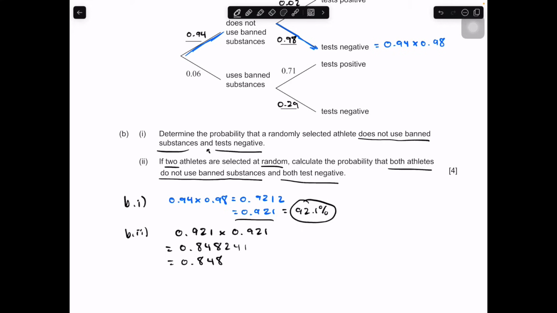All right. So just to summarize once again, the probability that someone doesn't use a banned substance and tests negative is 92.1%. If we were to look at 2 people and ask, how likely is that to happen to 2 people that were chosen? Well, the probability that the first person does not use banned substances and tests negative is 92.1%, and then the exact same thing the second time. So we're just multiplying across.